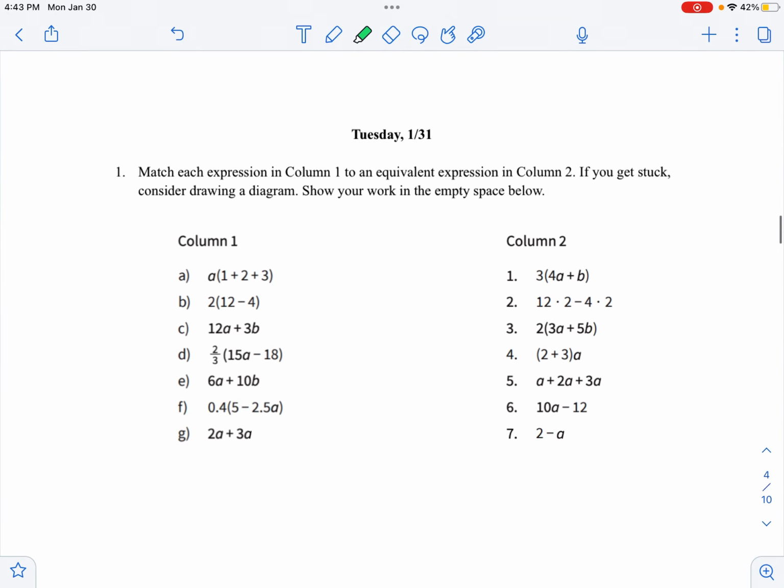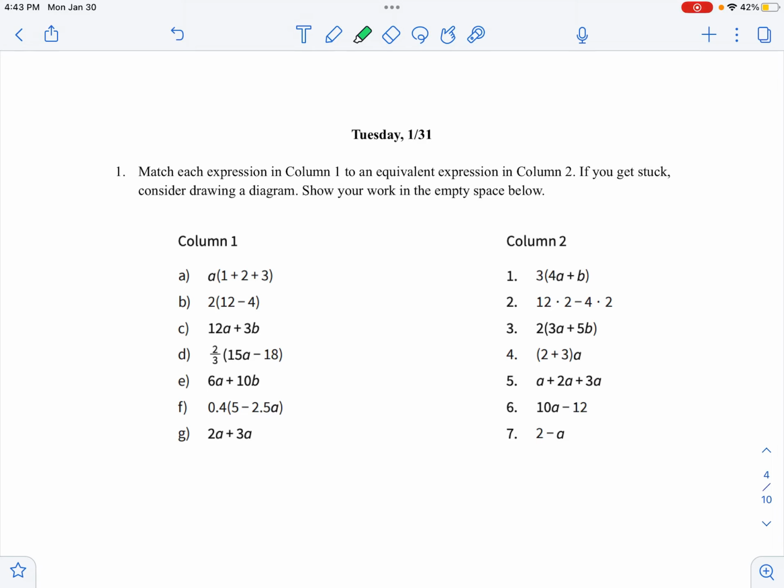On Tuesday night's homework, we start with a matching problem. It says, match each expression in column 1 to an equivalent expression in column 2. If you get stuck, consider drawing a diagram. Show your work in the empty space below.